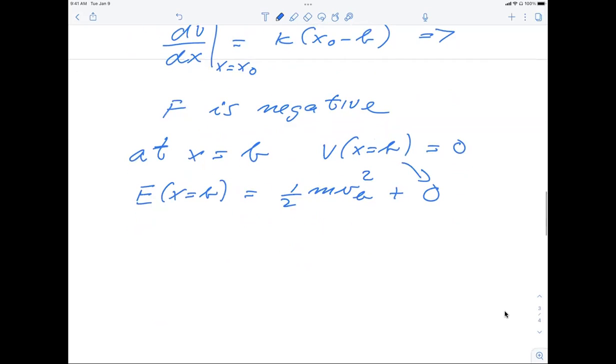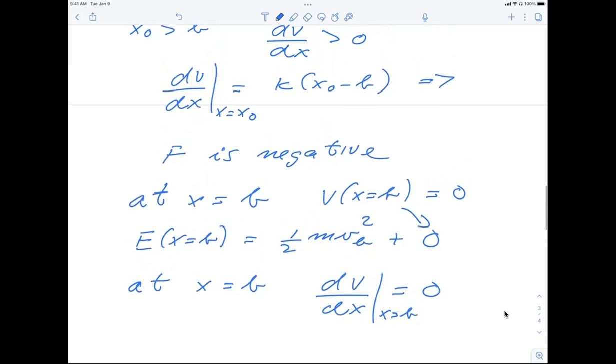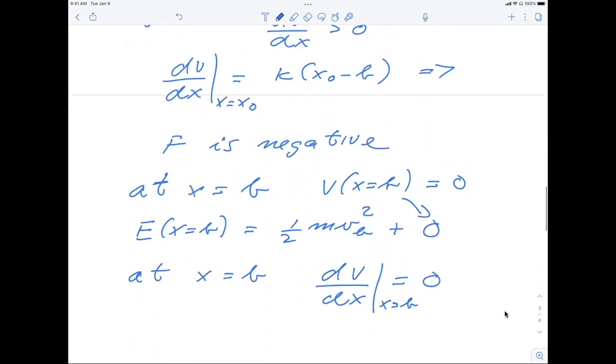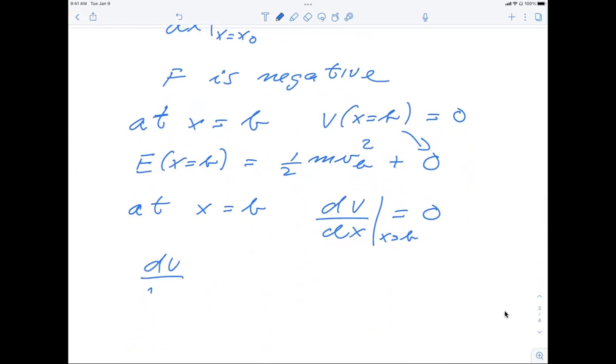What is also interesting to note at this point here, at x equal to b, is that dV/dx is equal to 0. And remember now that we are going back to the equation which we have. So remember that dV/dx is given by k(x minus b). So when I go to x equal to b, then clearly the derivative of the potential energy is equal to 0. I have 0 force. I have only kinetic energy.